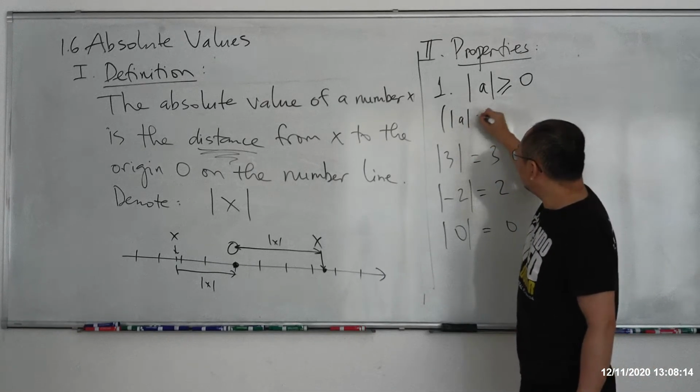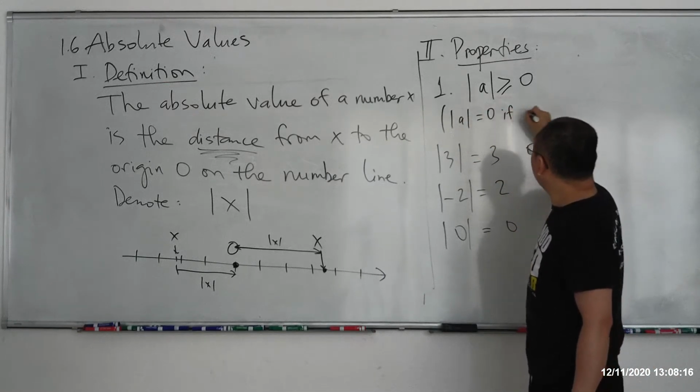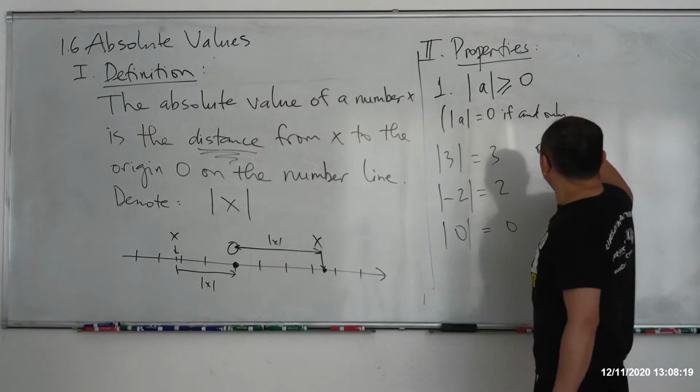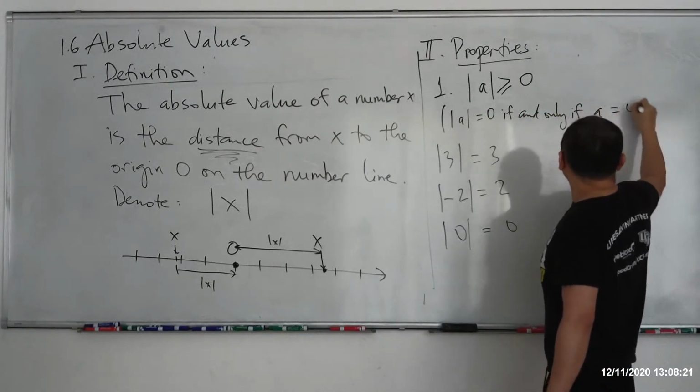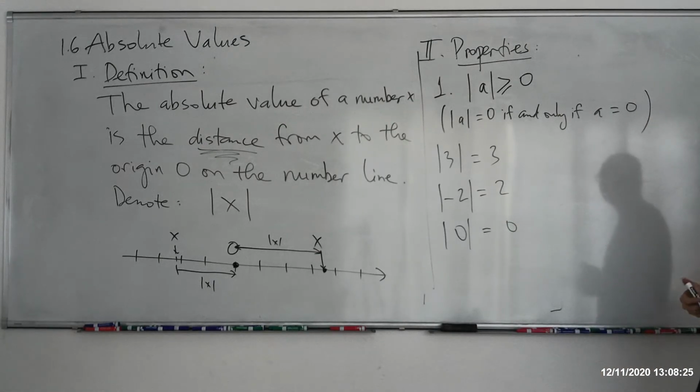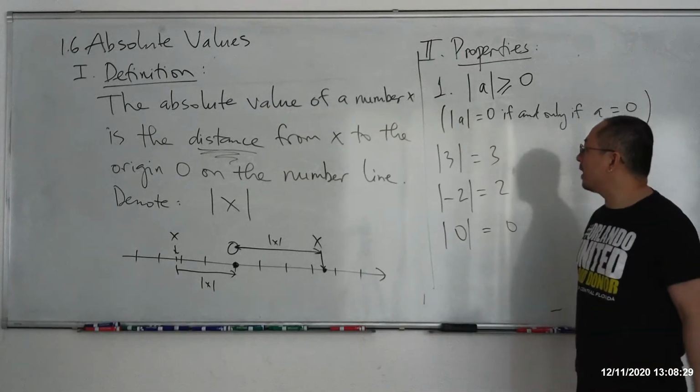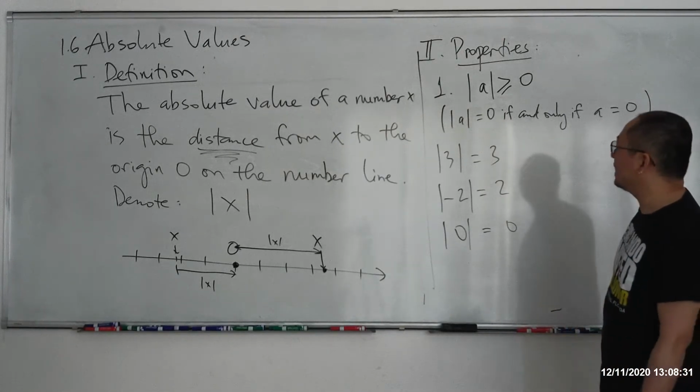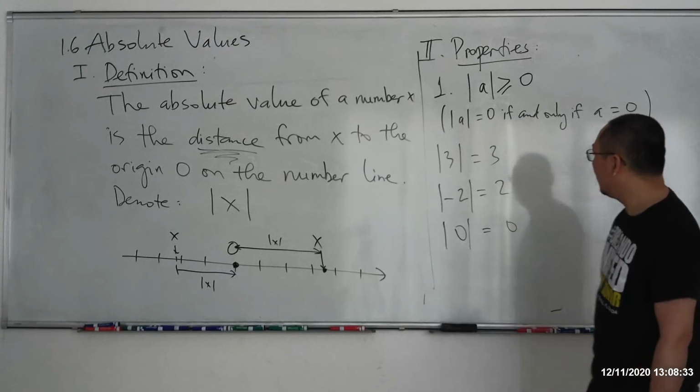The absolute value of A is equal to 0 if and only if A is equal to 0 itself. Other numbers: if A is positive, the absolute value is positive. If A is negative, the absolute value is still positive. Only 0 gives 0.